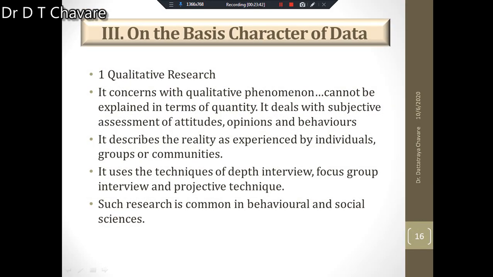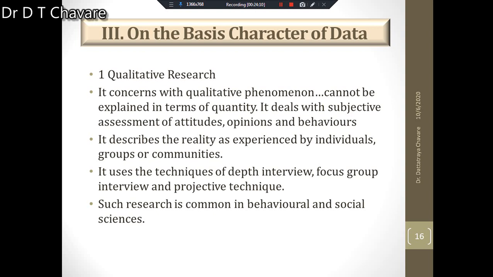What is the exact meaning? This research concerns qualitative phenomena which cannot be explained in terms of quantity. It deals with subjective assessment of attitudes, opinions and behaviors. It describes the reality as experienced by individuals, groups or communities. It uses the techniques of depth interview.